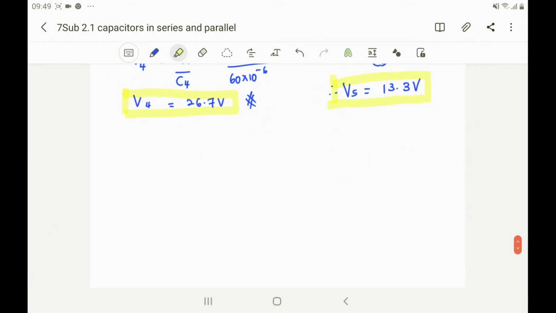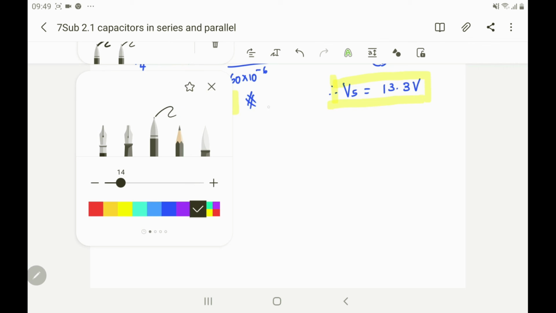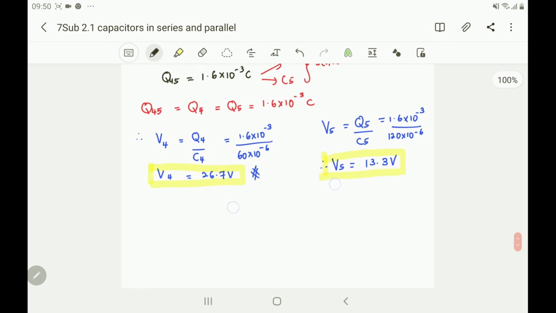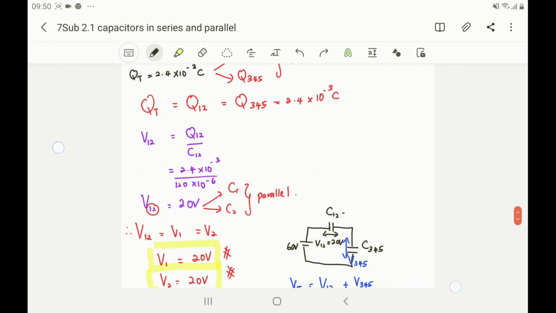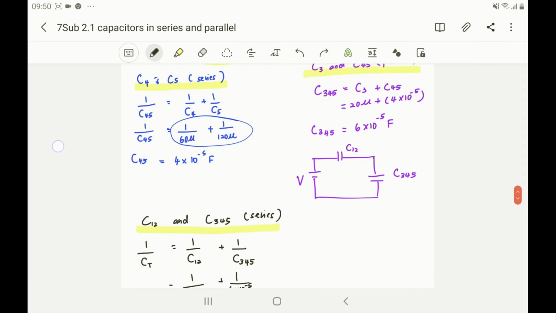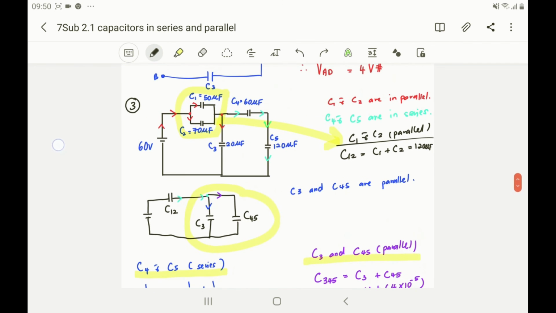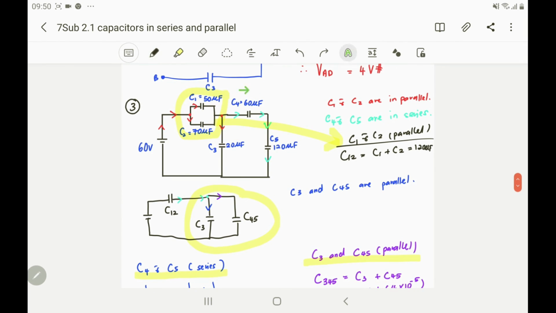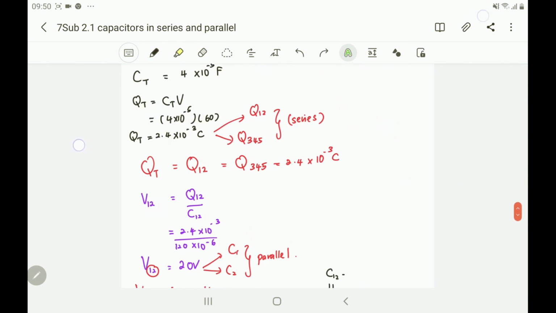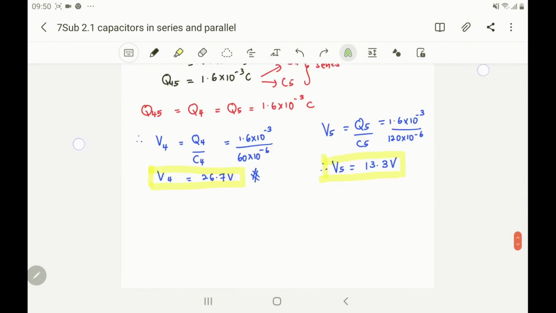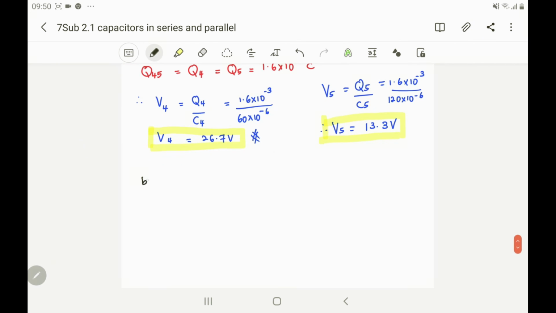Okay, and next we want to calculate the energy stored by 60 microfarad capacitor. Okay, iaitu kalau merujuk kepada lukisan kita tadi, ia adalah merujuk kepada capacitor yang keempat. Okay, ini merujuk kepada C4, which is C4 is equal to 60 microfarad.